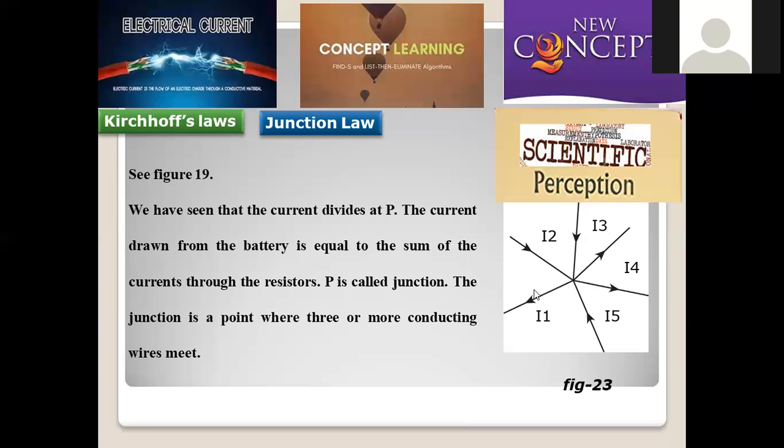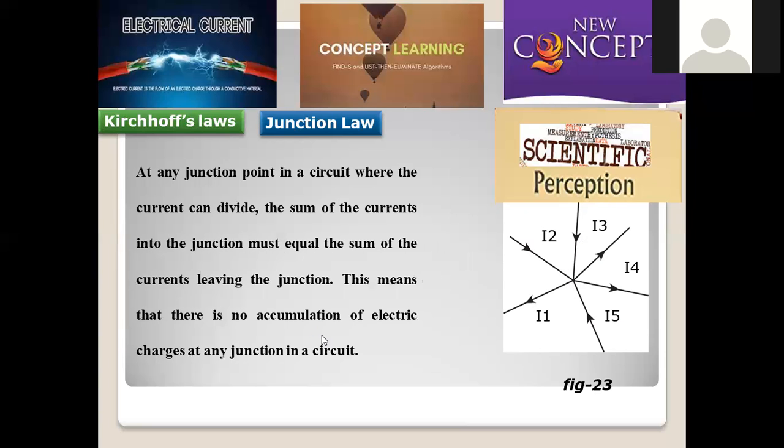Now, here is the very important parameter of this junction law. Junction law denotes what? Where all the conducting wires are combined. In accordance with this, at any junction point in the circuit where the current can divide, the sum of the current into a junction must equal the sum of the current leaving the junction. So that is the main principle of junction law.